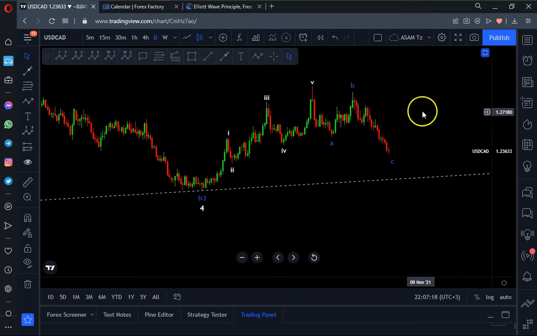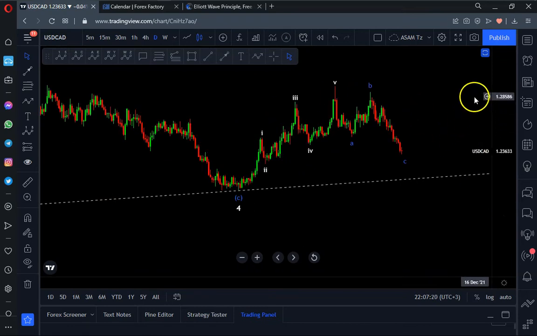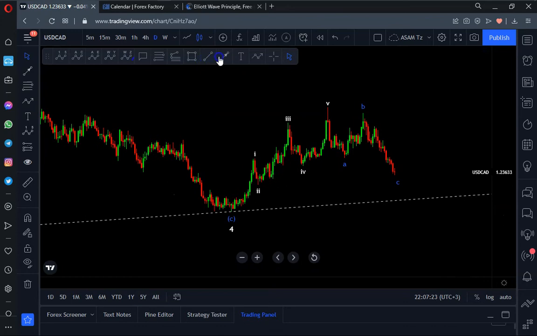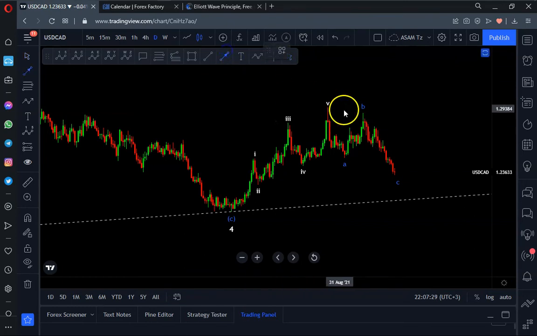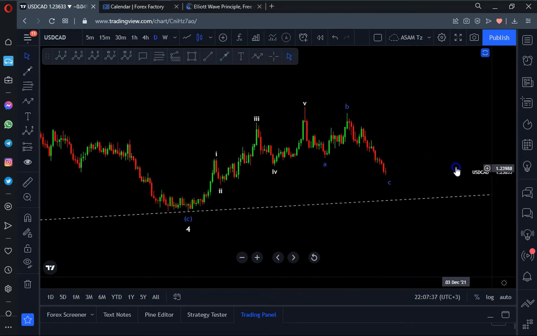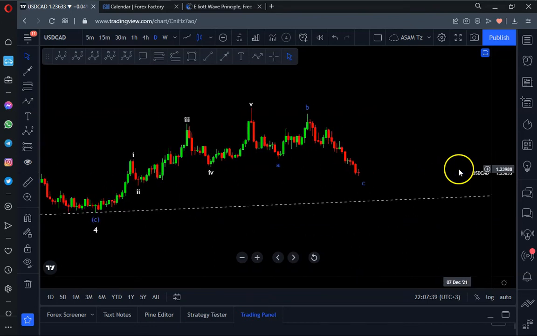Looking at the daily time frame, we find that the market completed this upward move, which was an impulse, 1 2 3 4 5 to the top. Now this was completed, and the market then started a correction. What we're going to see is whether the correction is completed or still underway.